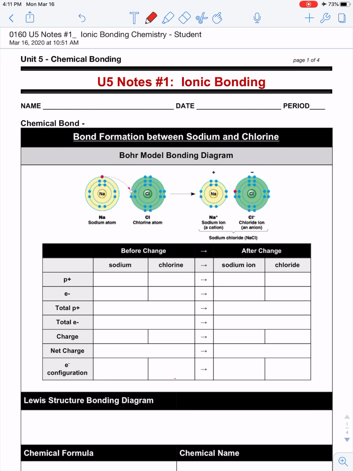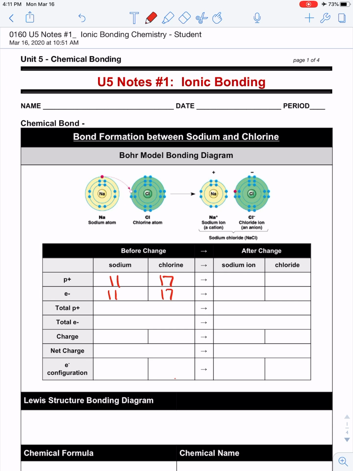So we're going to be starting with the sodium atom, which has an atomic number of 11. So we have 11 protons in the nucleus. A chlorine atom has 17 protons in the nucleus, which can be gotten from the periodic table, the atomic number. Atoms are neutral, so therefore the electrons will also be 11 and 17.